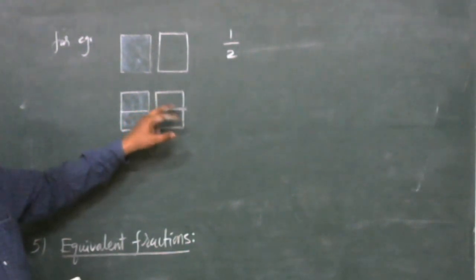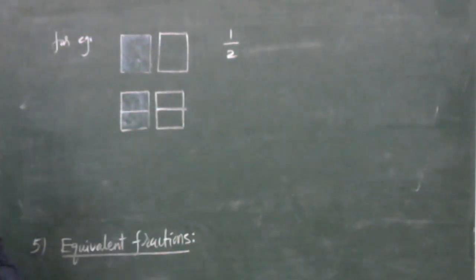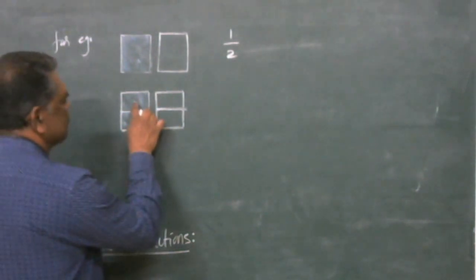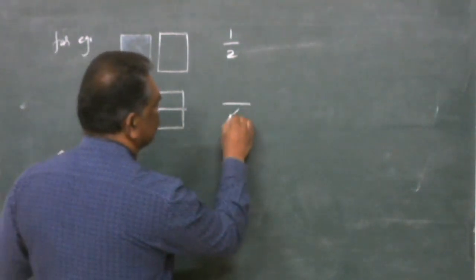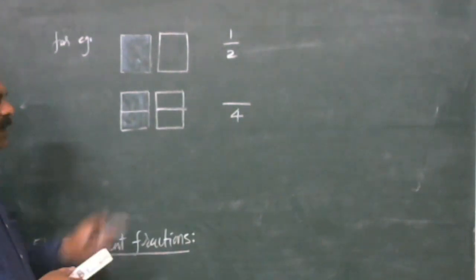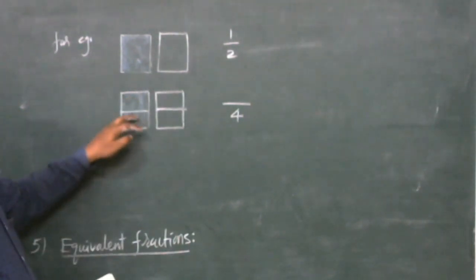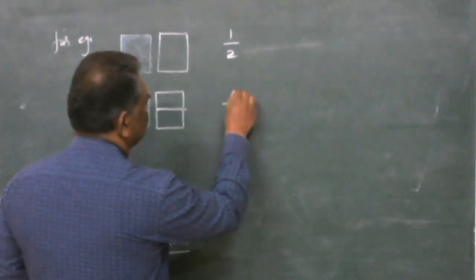The other biscuit also we should divide equally, then only we can compare it. So here how many parts are there? 1, 2, 3, 4. Total parts, the denominator, is 4. Out of that, how many are colored? 2 pieces are colored.